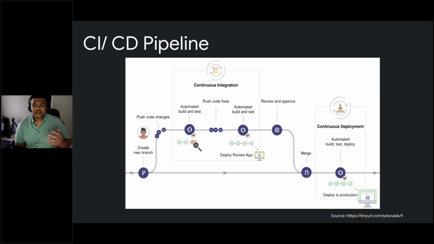I found this diagram and I thought it was really cool because it shows the development process and where CI/CD fits in. So you as a developer would write some code, maybe using some kind of branching structure or strategy. You create a branch, write some code, and then push that to your Git server or something like that.